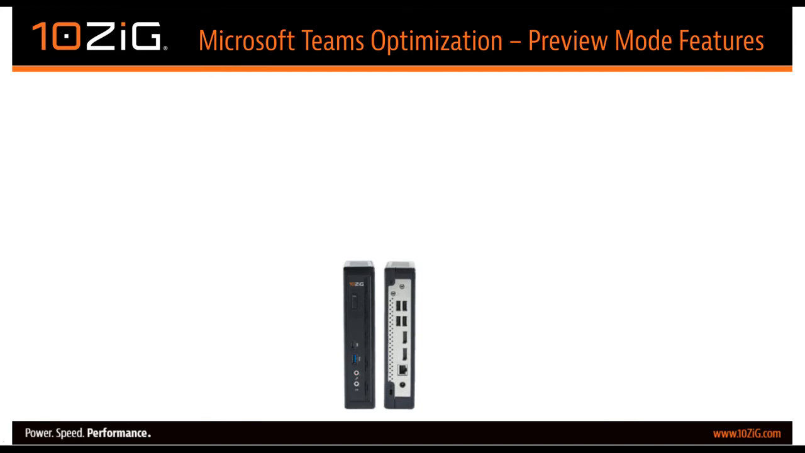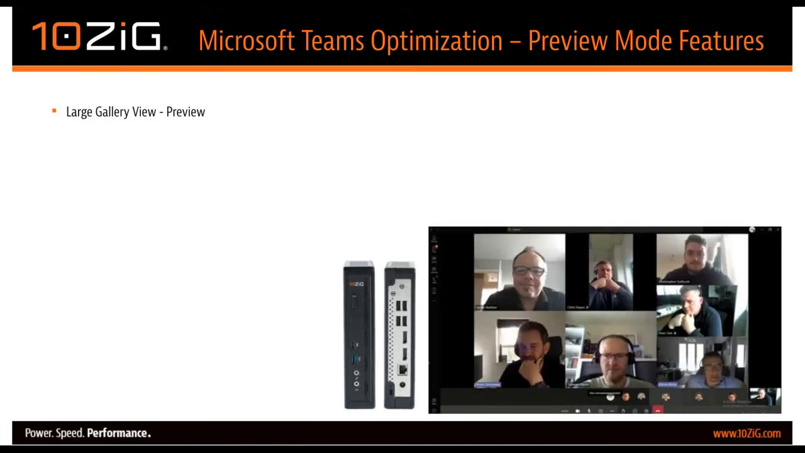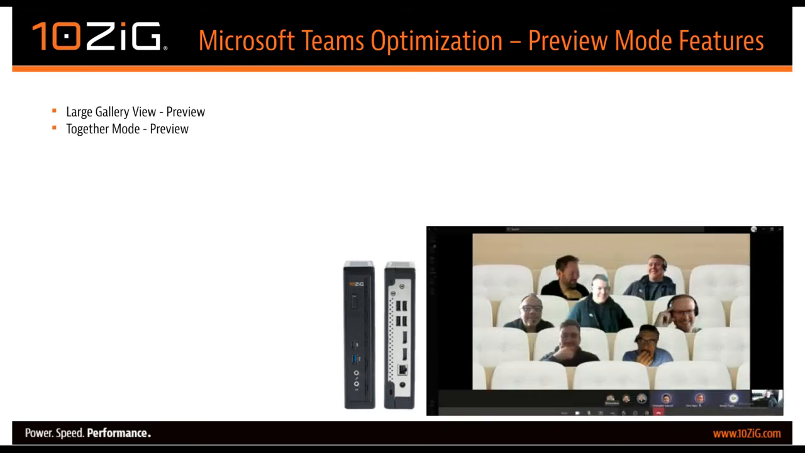Now, there is even more exciting news on this, that there are some additional preview mode features available within the Teams optimized view. So firstly, large gallery view, which extends further past the 2x2 mode or the regular gallery view. And as you can see in the slide, this, I believe, adds support for up to 49 attendees in the meeting at any one time in conjunction with the optimized mode. And also together mode, if you prefer the style of the auditorium or theater type view, that is also supported currently in preview mode.